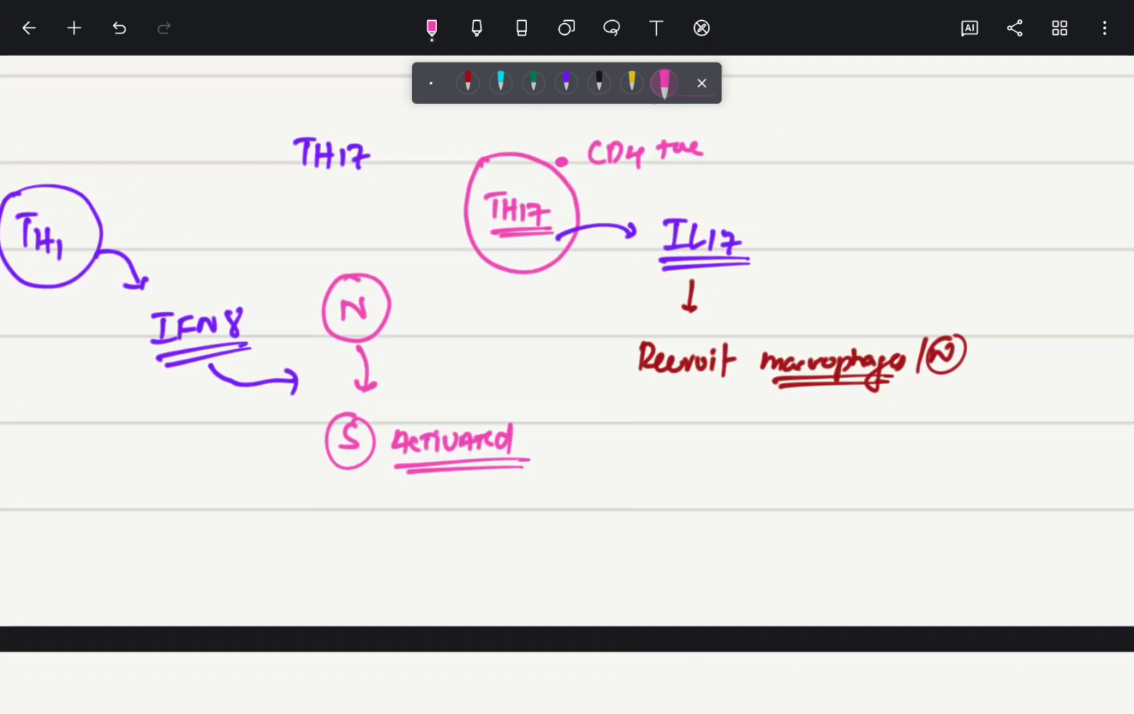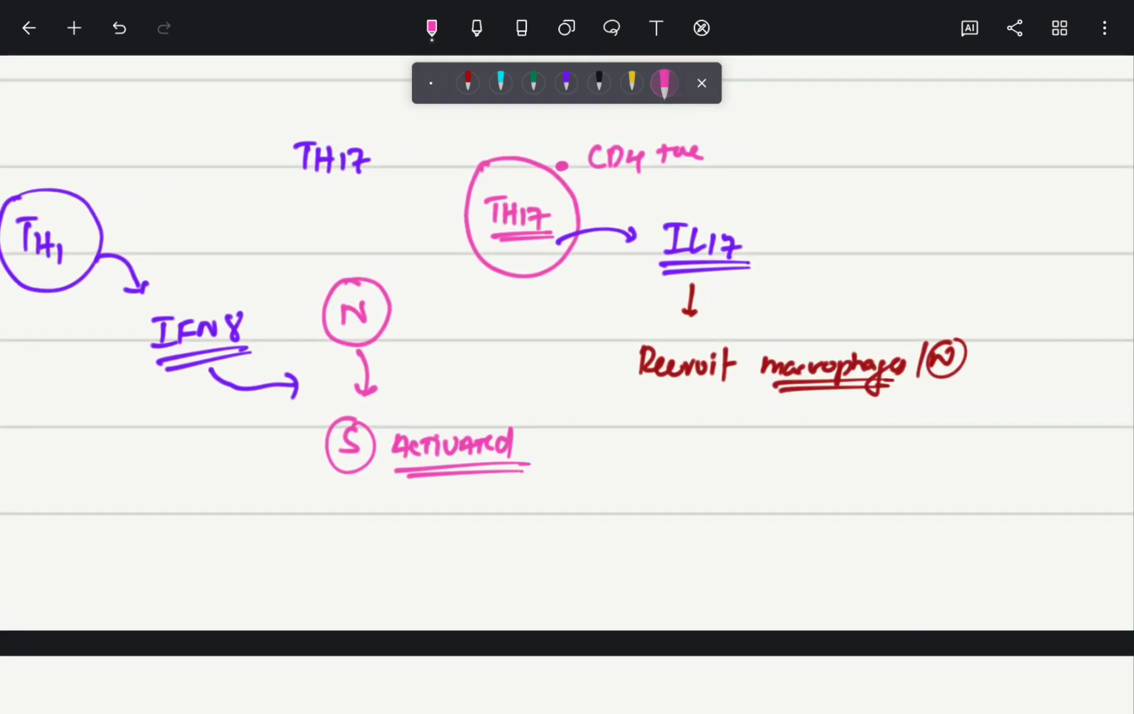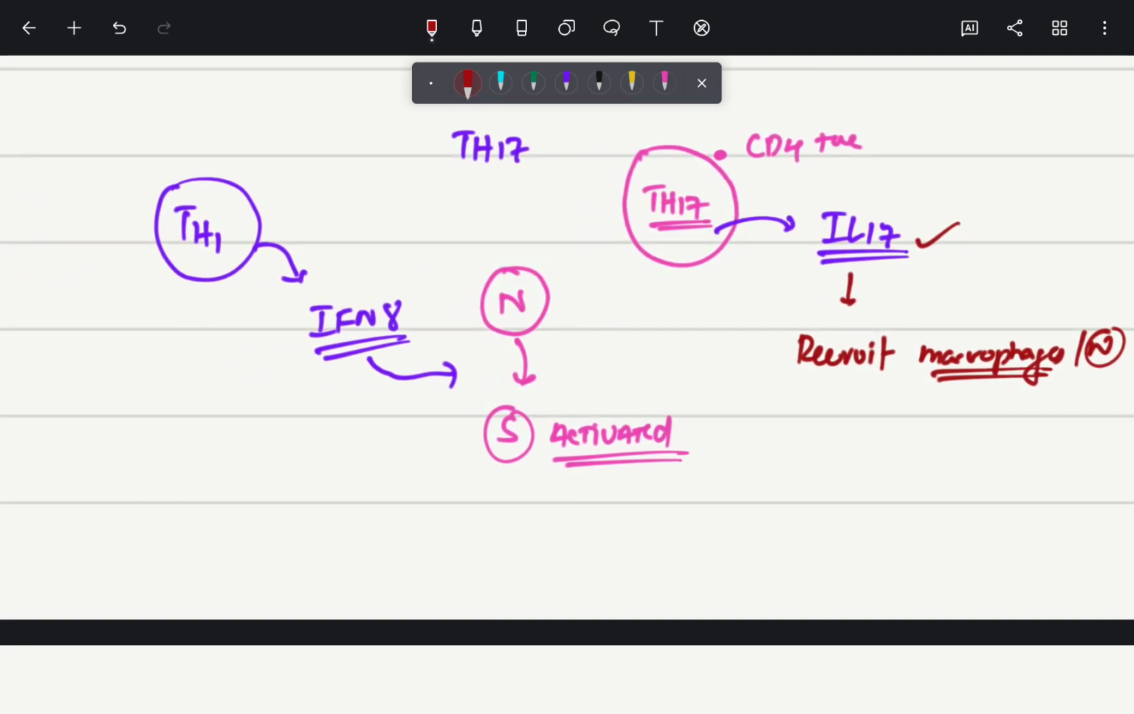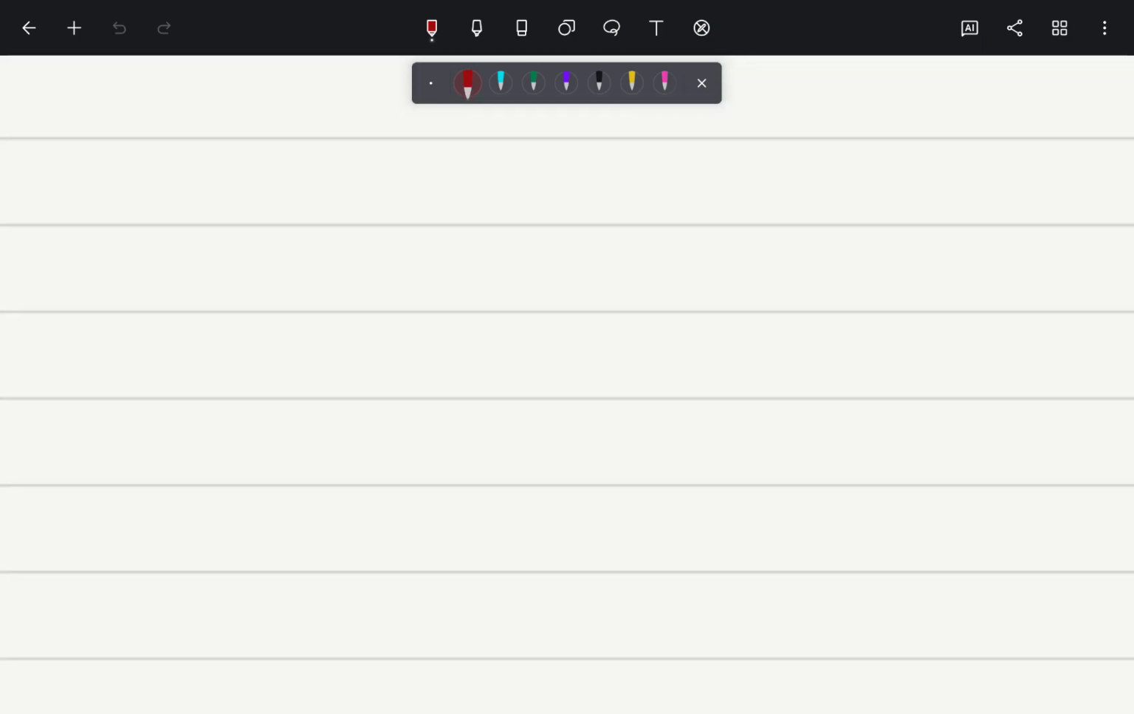So once again, T helper 17 is going to produce interleukin 17, which will do recruitment of macrophages at the site of injury. Once that is happening, the T helper 1 cells will produce a substance known as interferon gamma, which will convert the recruited normal macrophages into super activated macrophages, or we can simply say activated macrophages at the site of injury. I hope you are clear with this. Now we will do a small summary in order to understand this properly.